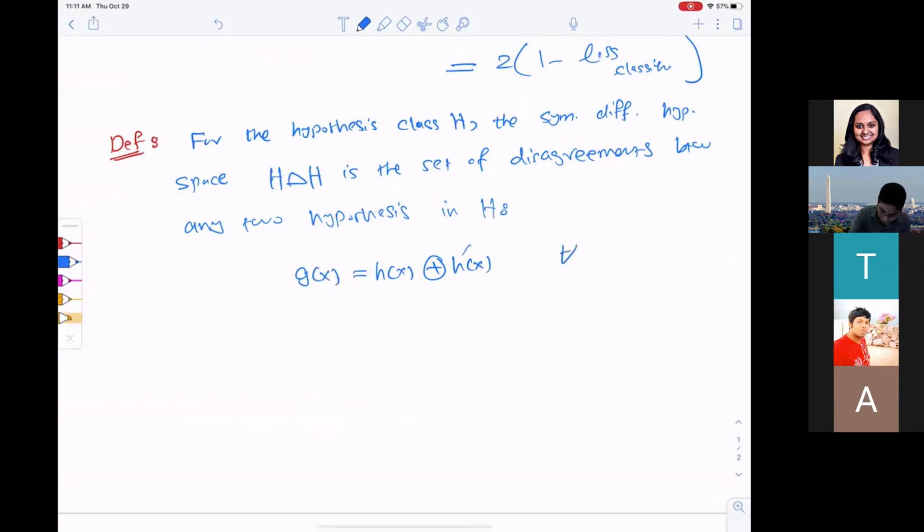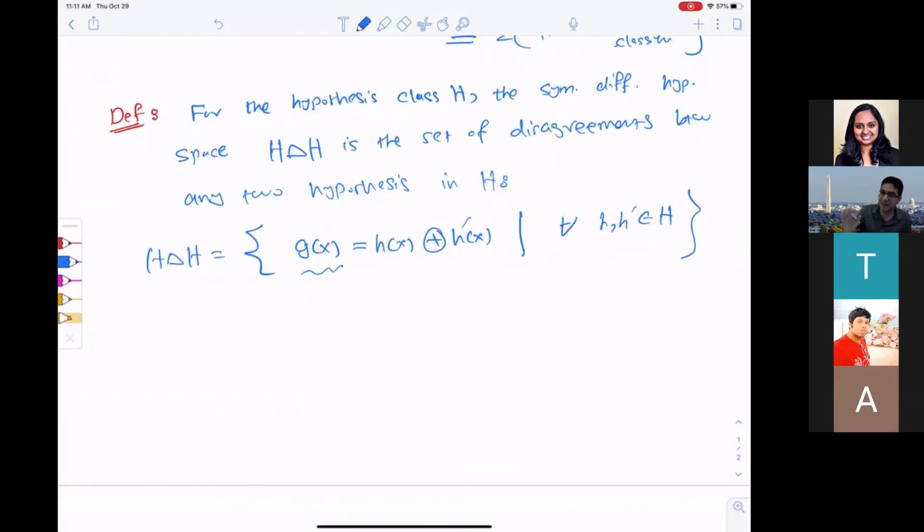And if I look at all pairs h and h' in my hypothesis space, then the set of all such functions that I get will define my symmetric difference hypothesis space, represented by H delta H. So it will be the set of all g's, the XORs between h and h', such that h and h' belong to my hypothesis space H. All right, so this may sound a little bit complicated, but it is in fact really simple.